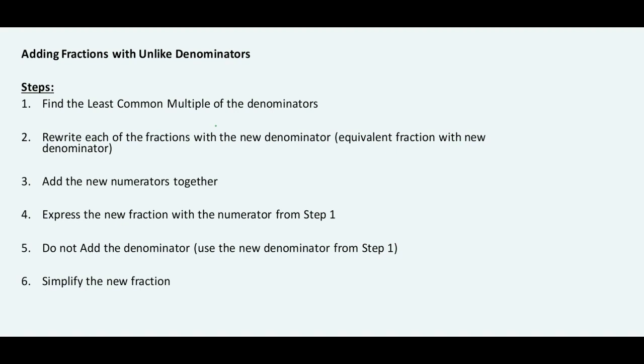So the first thing we're going to do to add these fractions with unlike denominators is to find the least common multiple of the denominators. So for example, if I say I have 1 over 2 plus 1 over 3, we're going to look for the least common multiple or least common denominator for 2 and 3, and then we will rewrite each of these fractions so that the new fractions have the same denominators. So we're going to be applying the method of creating equivalent fractions, and then once we have the equivalent fractions, we will add the numerators together.